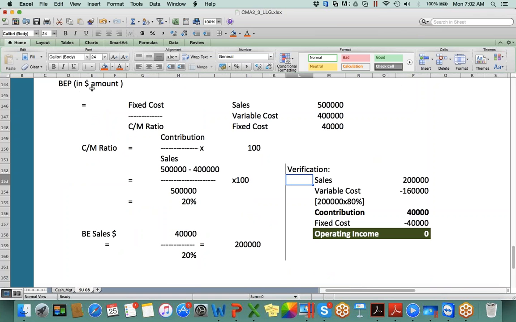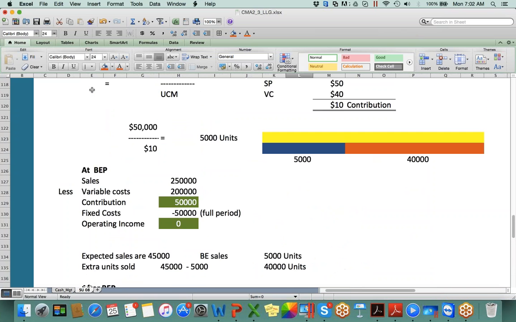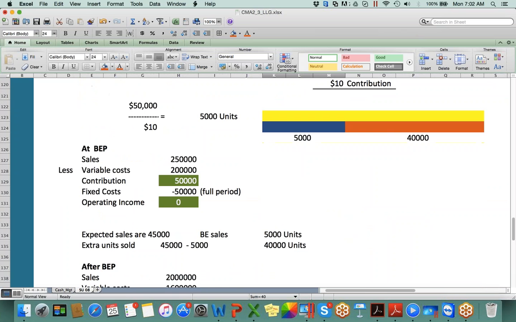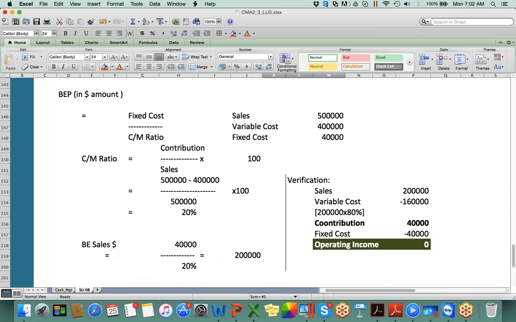Break-even point in amount. This we calculated when the information is available per unit: sales price per unit, variable cost per unit. But sometimes you may not get the amount per unit. It says that my expected, forecasted sales are 500,000. My variable cost is 400,000, and the fixed cost for the entire period is 40,000. This is a different scenario. I want to know what is my break-even sale.